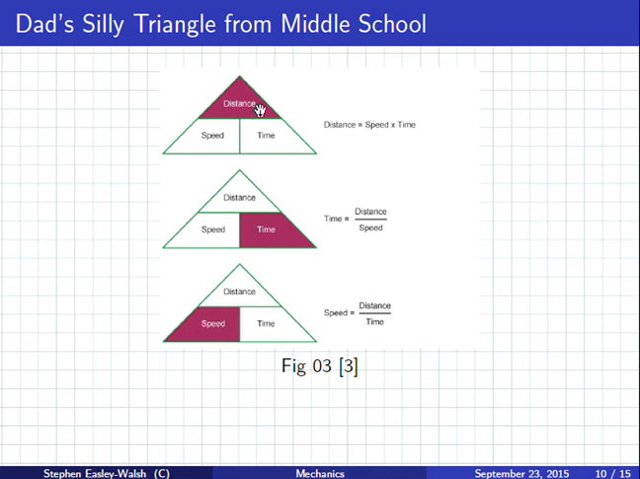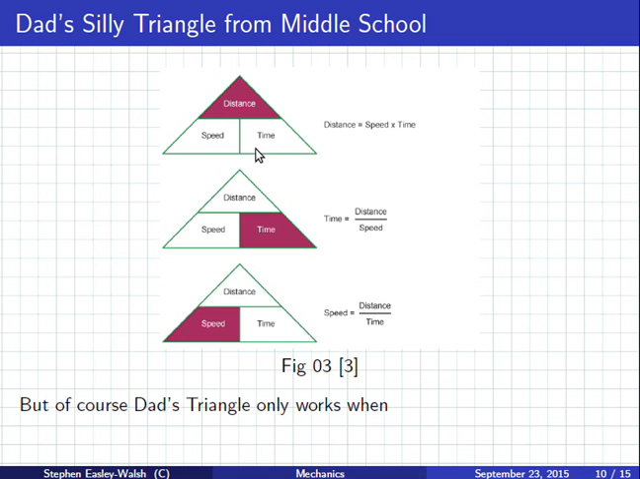You only need to draw the first triangle. You learn about this triangle in middle school. So if you want distance, you say distance is speed multiplied by time. And likewise, if you want time, you say distance over speed. And if you want speed, you say that's distance over time. So these 3 formulas are in one triangle. If you've seen this in middle school, don't bother to write it down. But if you want to write it down, you just need to draw the first triangle: distance, speed, time.